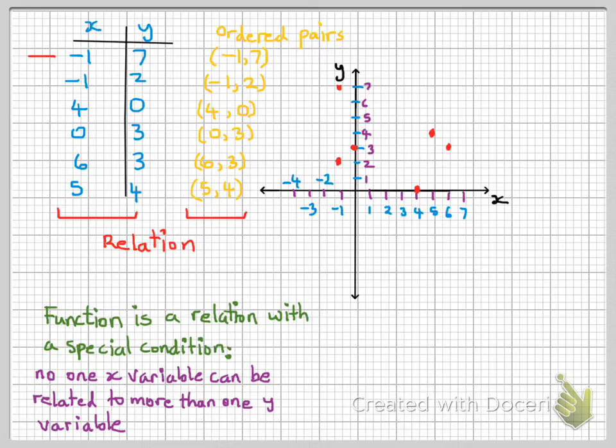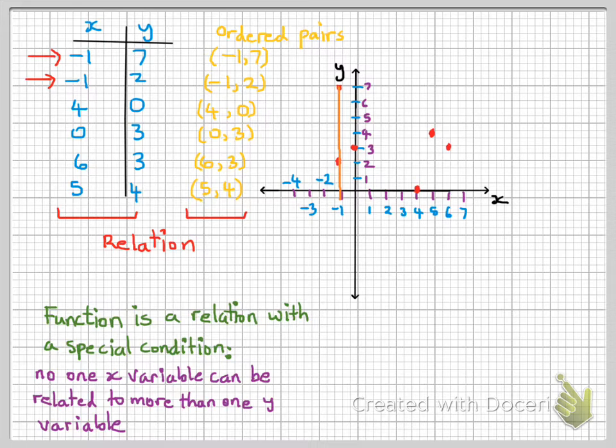If you look at my tabular form that I have here, you see that -1 is an x variable. But you see, -1 is related to more than one y variable. -1 is related to 7. The same -1 is related to 2. That means the relation I have here is not a function because it breaks the condition that a function must not break. A function must not have a single x variable related to more than one y variable, which this relation does.